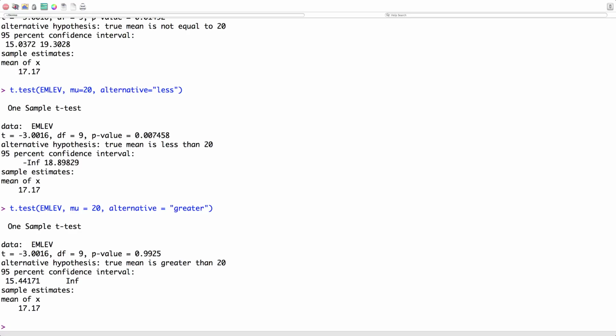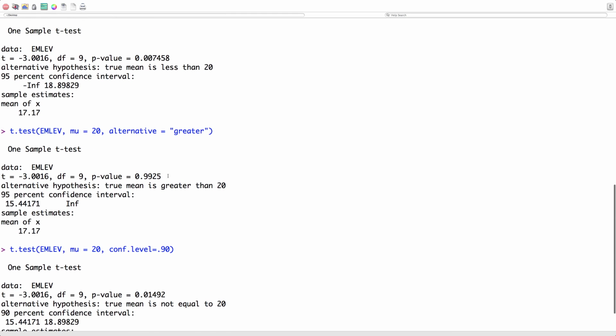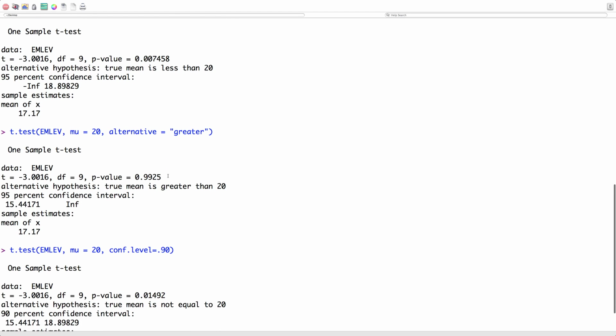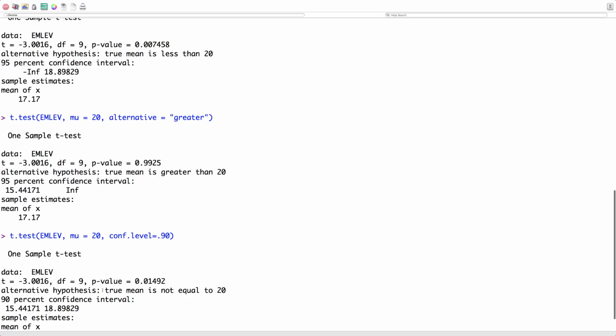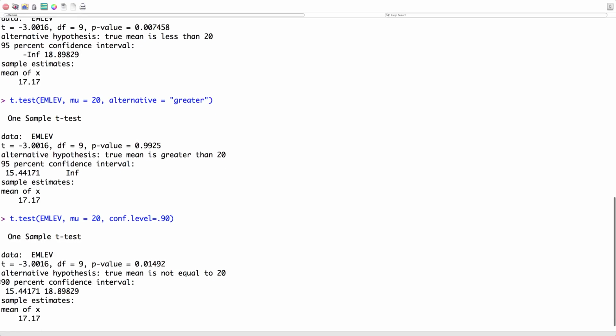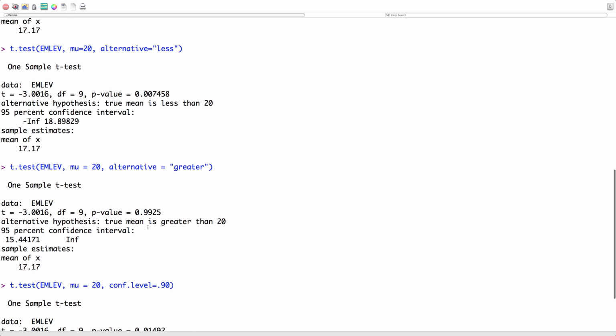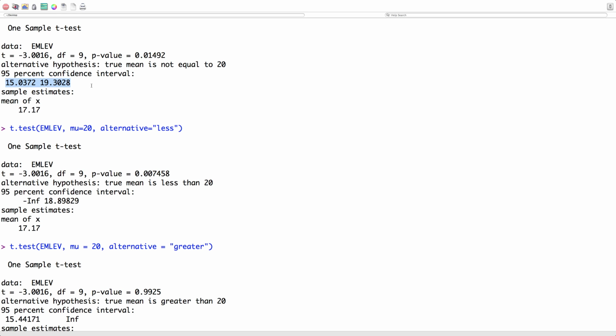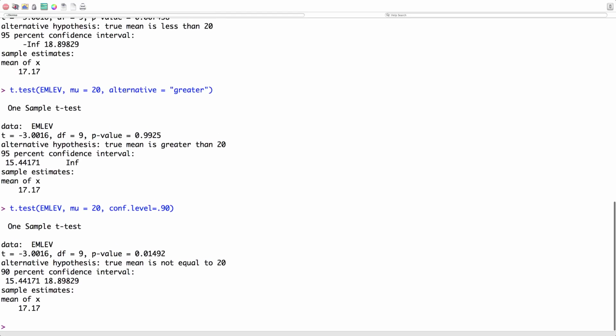Okay. Now, what if I wanted to do all this, but I wanted a confidence level different than the default of 0.95? Well, it turns out that's easy to do also. I would just run confidence level equal to whatever we want, 0.90. So what you'll see there, it's still carried out the same, the true mean not equal to, but we've run a 90% confidence interval from 15.44 to 18.89. Notice that it differs from what we got up here for the 95% confidence interval, but notice the p-value is the same, as you would expect.